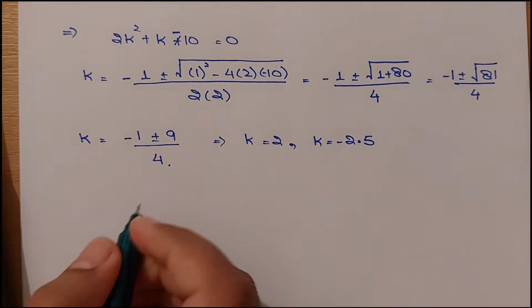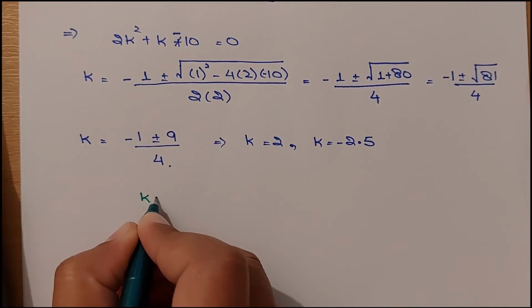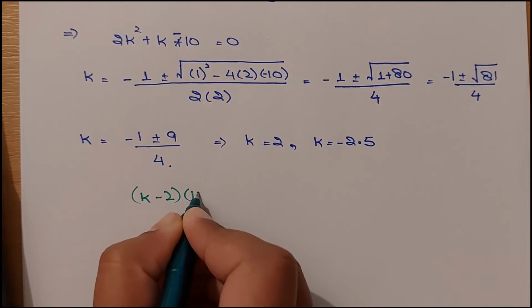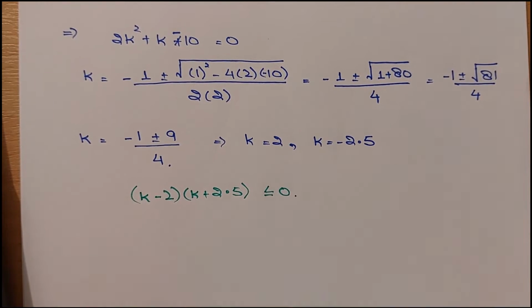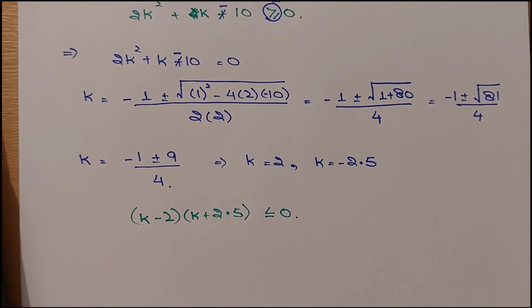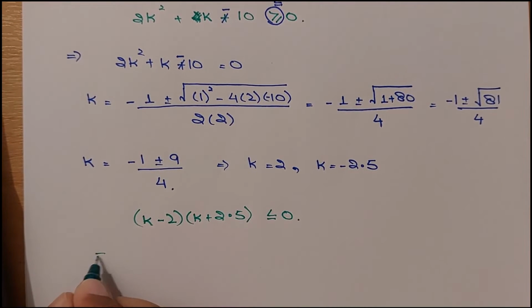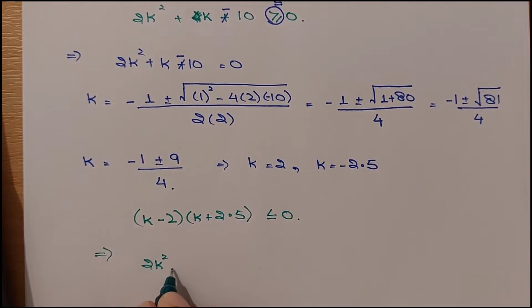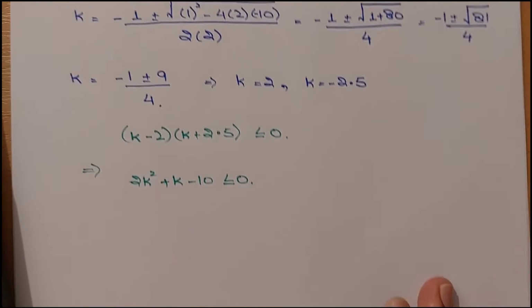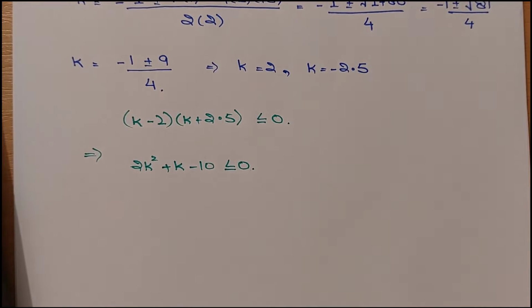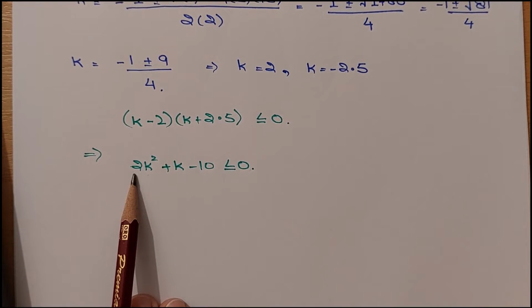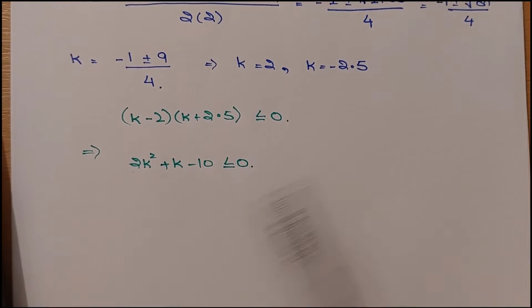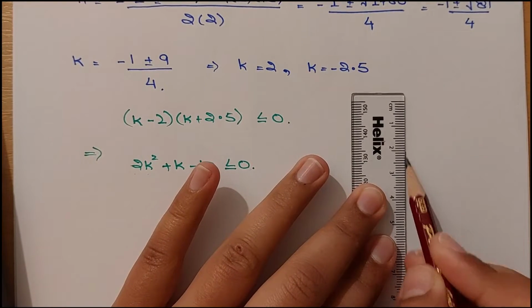Okay, so now we have k minus 2 as one factor, and k plus 2.5 less than or equal to 0 as another factor, right? Okay, now if I write this quadratic equation down again, 2k square plus k minus 10 is less than or equal to 0, right? So this looks like a quadratic equation in k. As you can see, the k square coefficient is 2. It is positive. It means the opening of the parabola is upward, right?